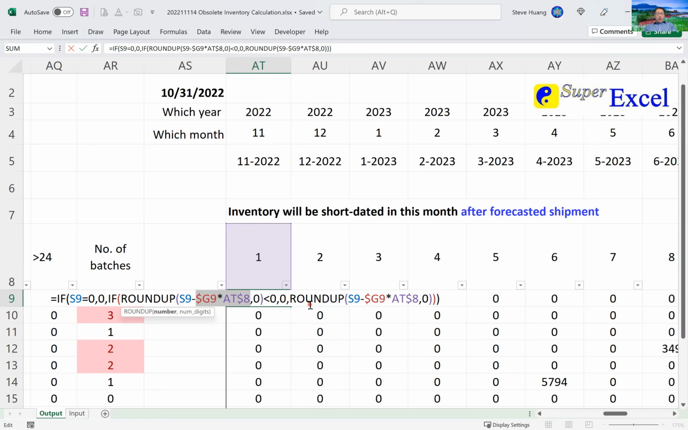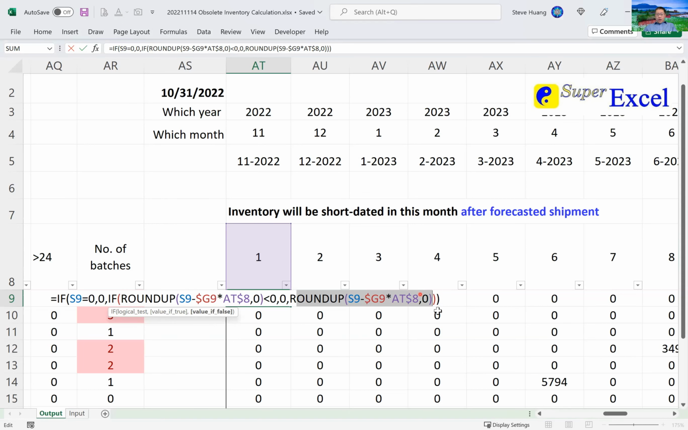Otherwise, when this number is a positive number, then we do have that amount left over, which cannot be shipped to the customer anymore. That will be the short dated amount. So we'll return that number and round it up to 0 decimals. So that's what her formula is over here.